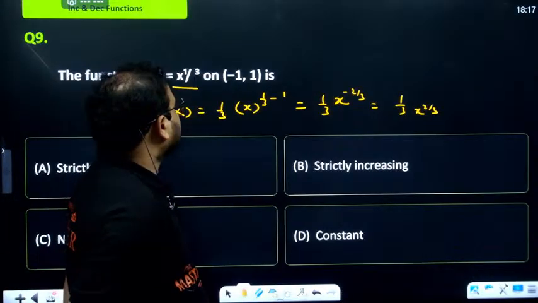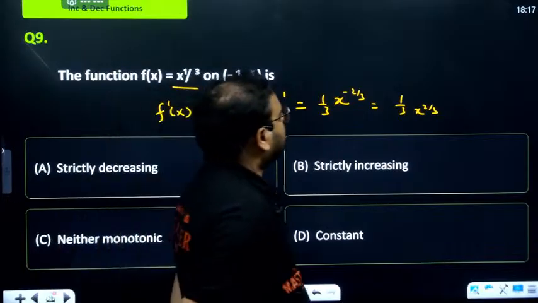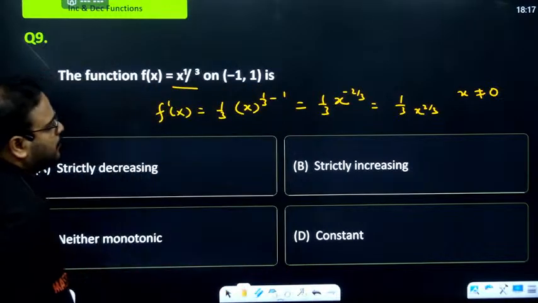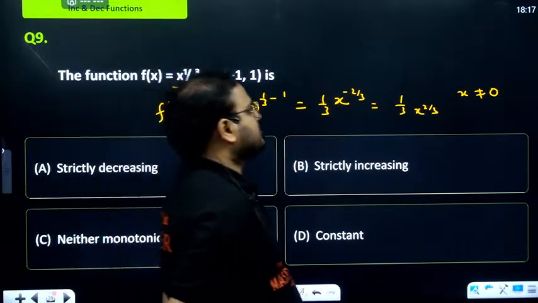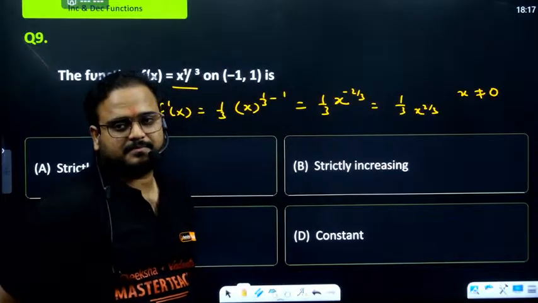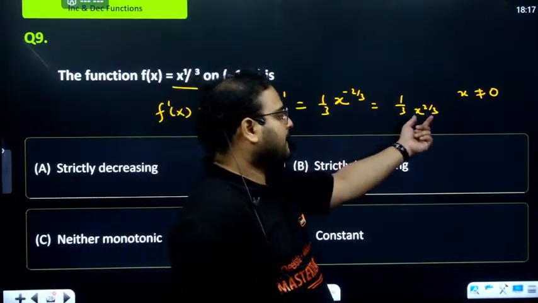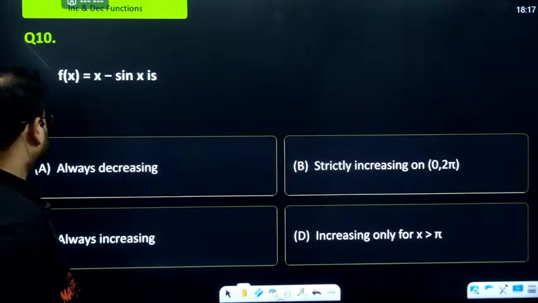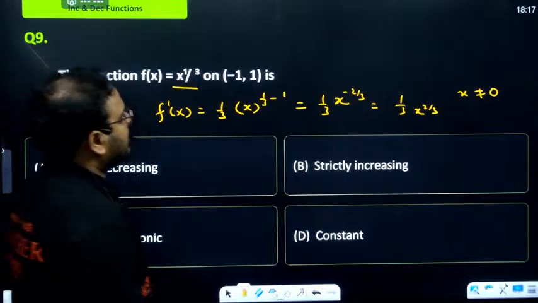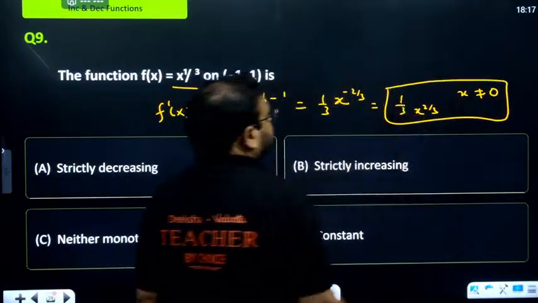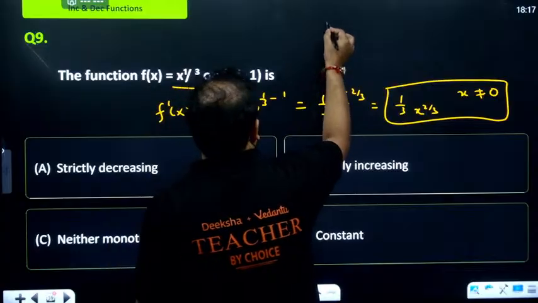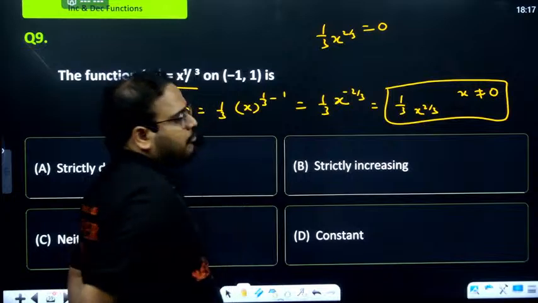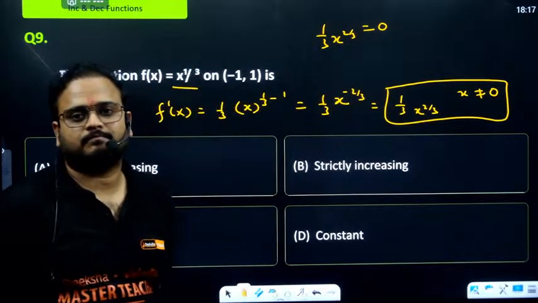So in the interval minus 1 to 1, first of all, let's write this. X cannot be 0. So if you try to solve this, you'll have no critical value for x. Can you find this? So it's always going to be increasing in nature. Let me know the answer for this question. Try this out. If you put 1 by 3 x power 2 by 3 equal to 0, for what value is it 0? For no value.